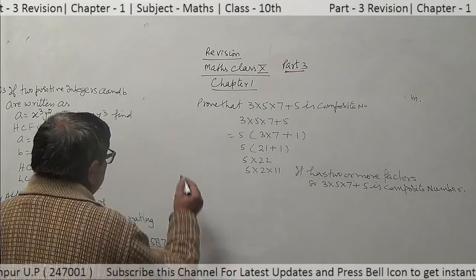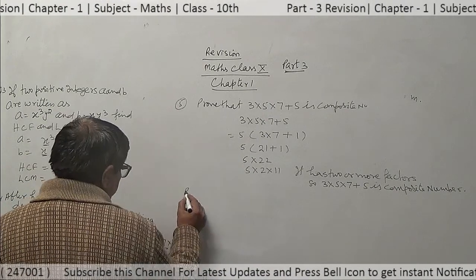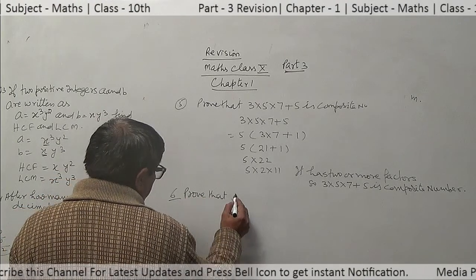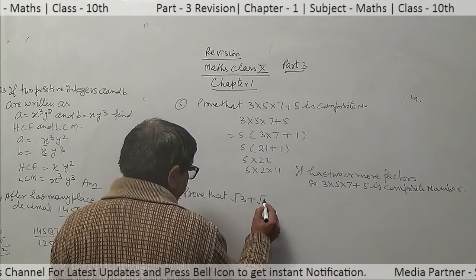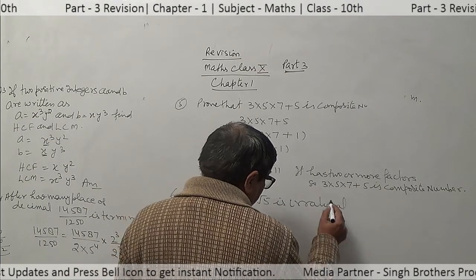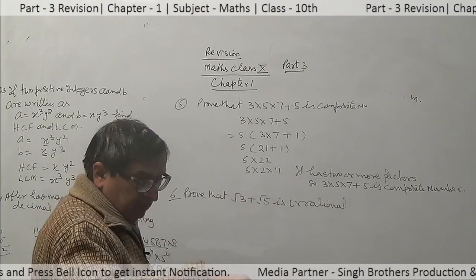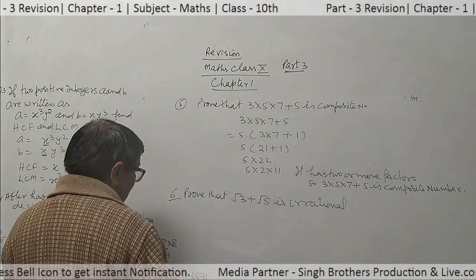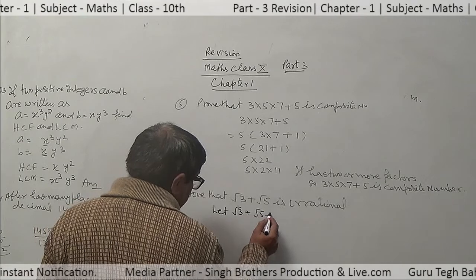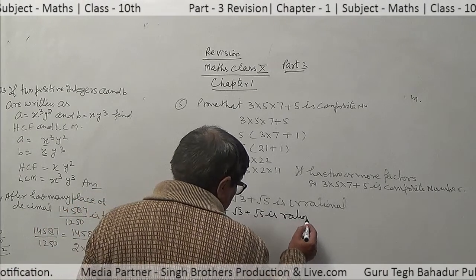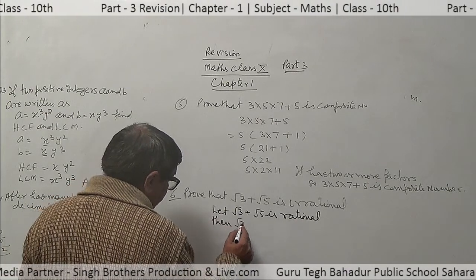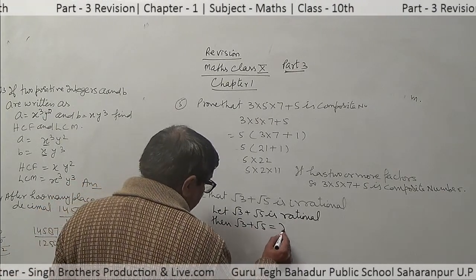Last question, you see it. Prove that root 3 plus root 5 is irrational. Let root 3 plus root 5 be rational, then root 3 plus root 5 can be written in the form of r.